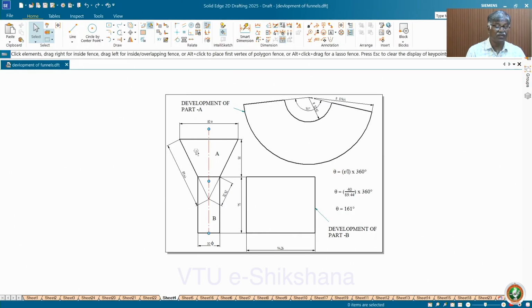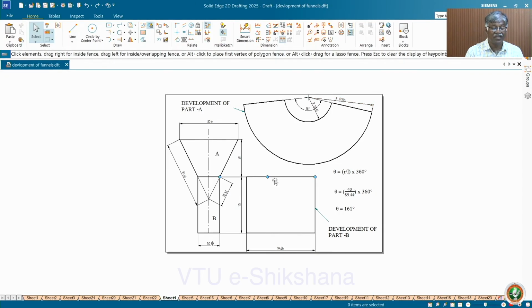See, this is a simple funnel. This is part A, part B. As I explained, if you calculate theta for this part A, you will get around 161 degrees. So draw the arc with 161 degrees reference, and L, equal to the length of the imaginary generator, equal to 89.44, and L1 is 32.92. Whatever you get, you do accordingly. This is a very simple procedure to draw the development of the frustum of cone that we already discussed.